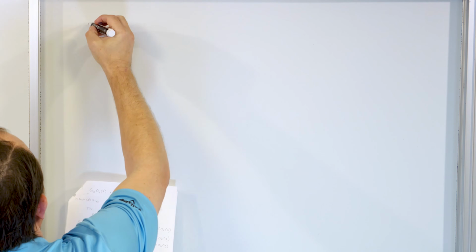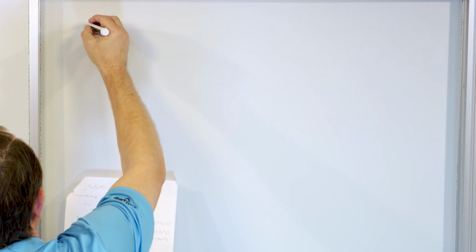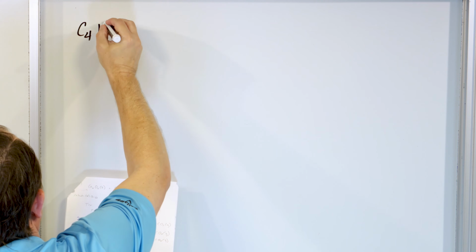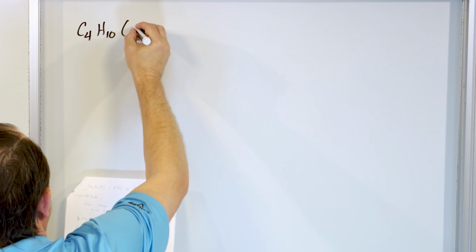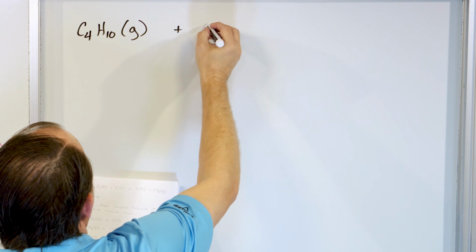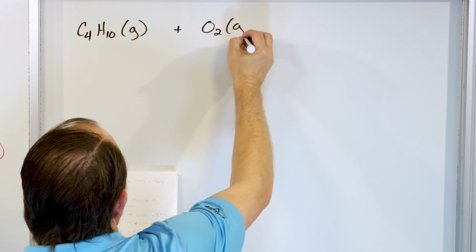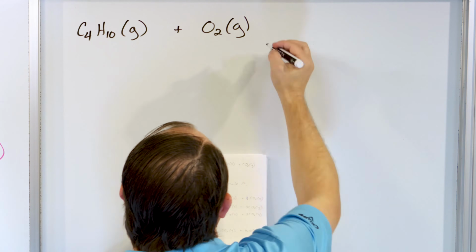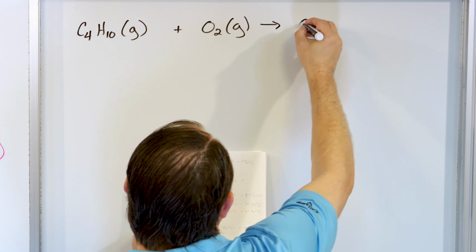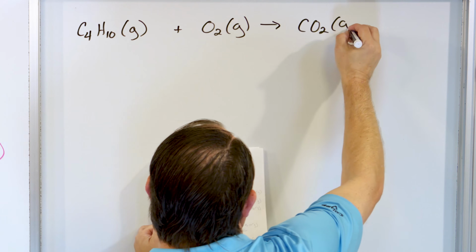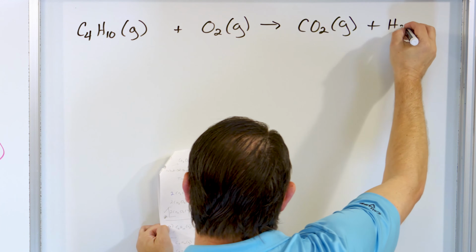All right. Let's move on to our next reaction. It's not too hard. Let's take a look at butane, which is C4H10. That's gas. We're going to combine that with oxygen gas. Notice it's O2 because oxygen is diatomic. And that yields CO2 plus H2O, both gases.